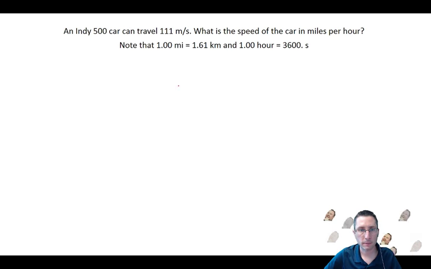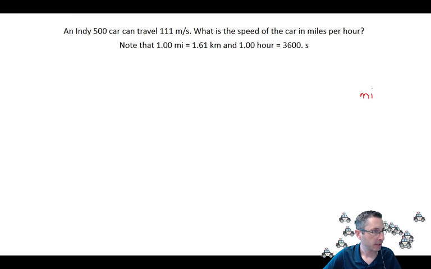What is the speed of the car in miles per hour? All right, so we'll go for miles per hour over here. Do I have a little car? Do not have a car. We'll pretend that's an Indy 500 car.